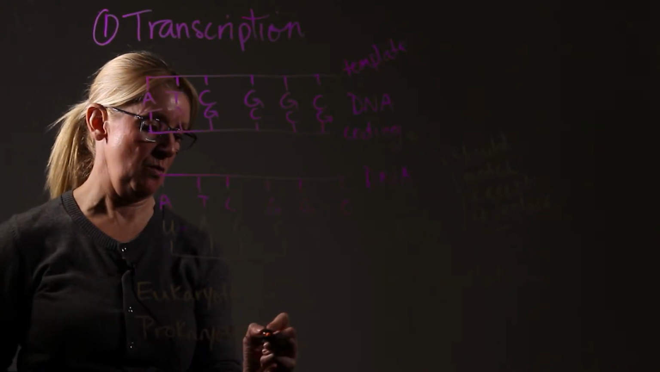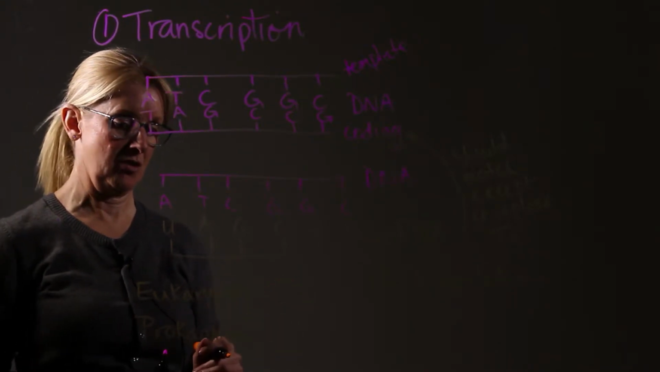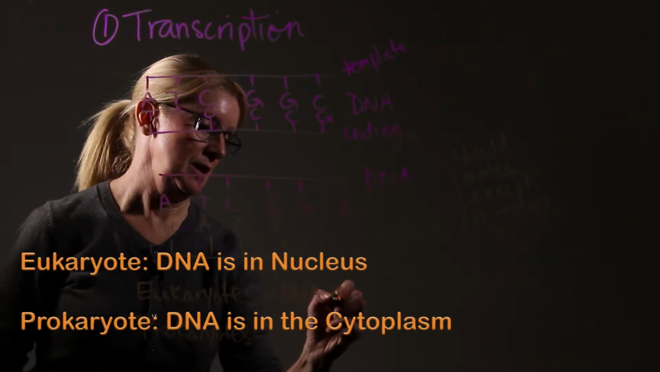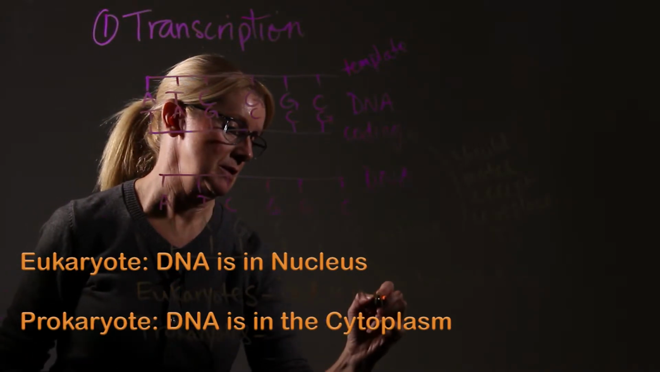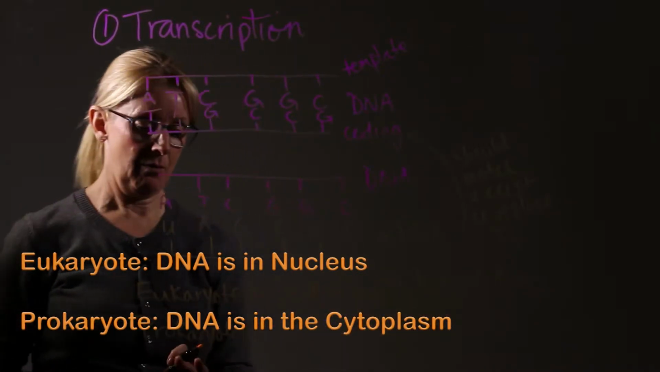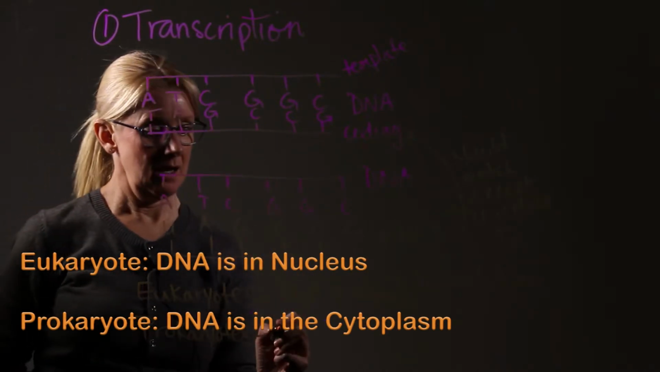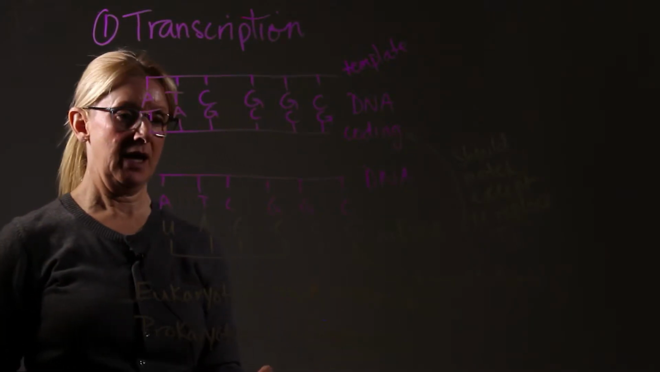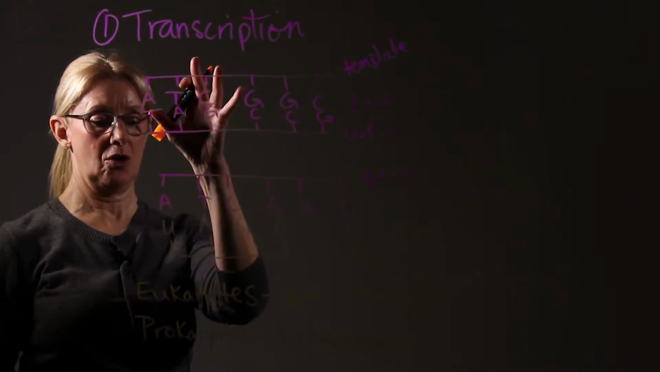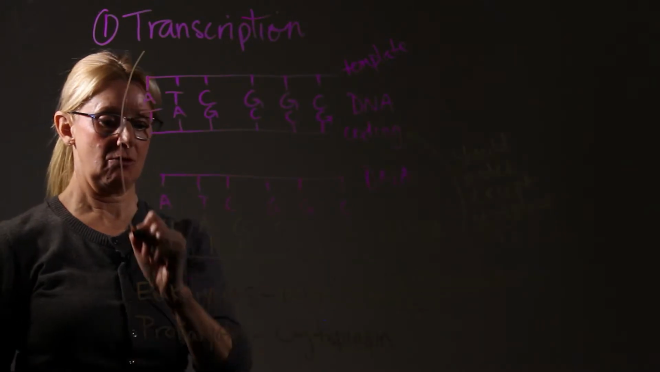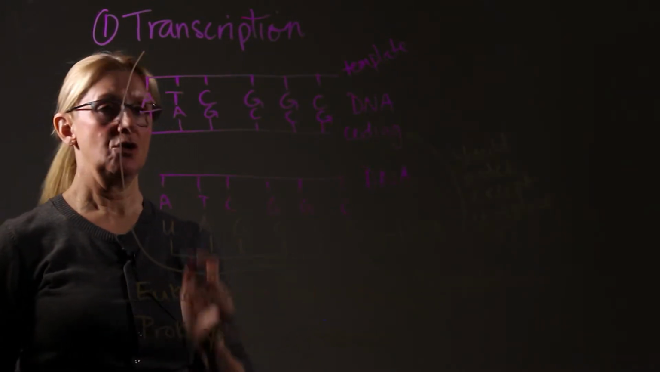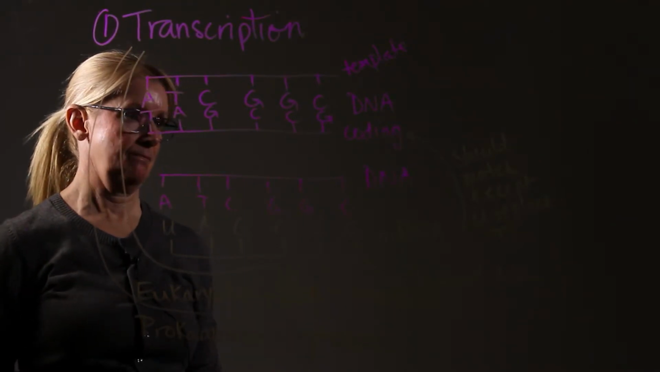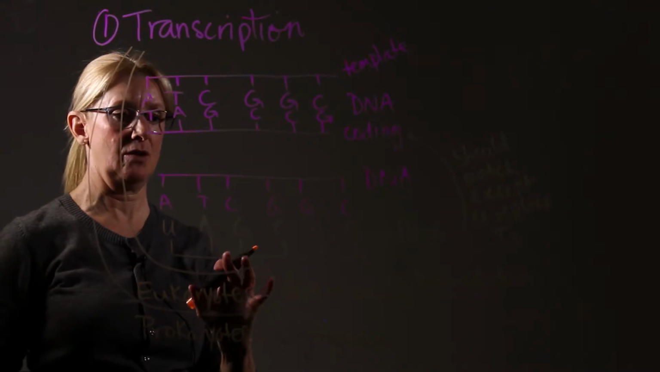So hopefully you remember one of the big differences between eukaryotes and prokaryotes is that the DNA in eukaryotes is in a nucleus. And in prokaryotes, we have our DNA in the cytoplasm. So just knowing where the DNA is located should tell you where transcription is occurring. For eukaryotes, transcription occurs in the nucleus, and transcription in prokaryotes occurs in the cytoplasm. And that's transcription kind of at a closer level.